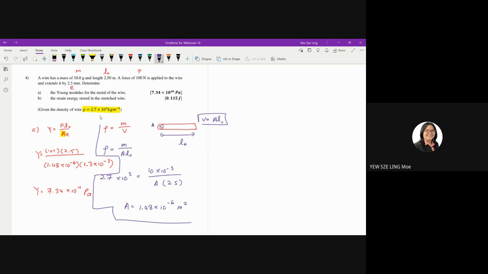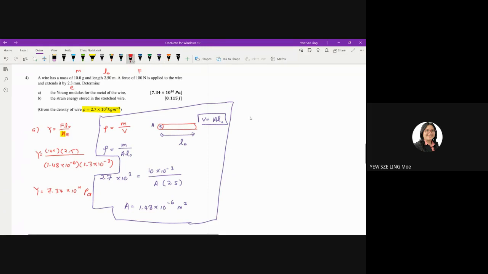First of all, you need to know the shape of the object. If you're talking about wires or strings, then usually we assume the shape is a cylinder. If you have a cylinder, volume is equal to cross-sectional area times L. From here, you then determine the value of the cross-sectional area. Or you can even use this method to determine the original length of the object. If you are given a cross-sectional area, then you can rearrange the equation and obtain the original length.